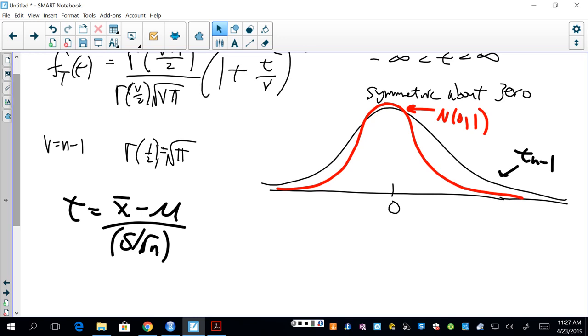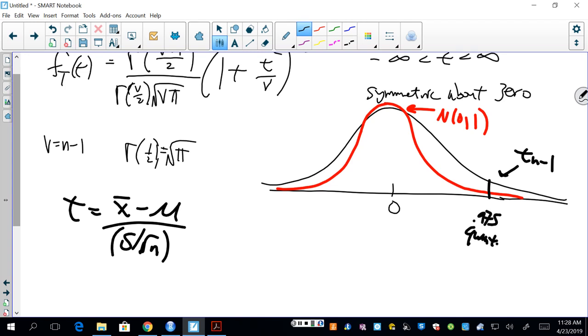And this distribution is also what has been tabulated. So on the last page of your handout is a t-table. This is really just looking at the upper percentiles. So let's look at, say, the 0.975 quantile of your percentile.